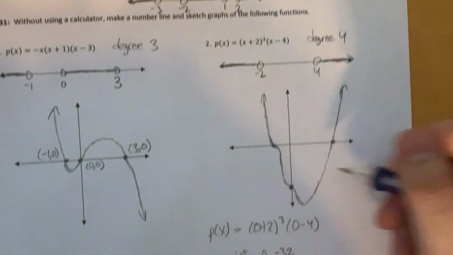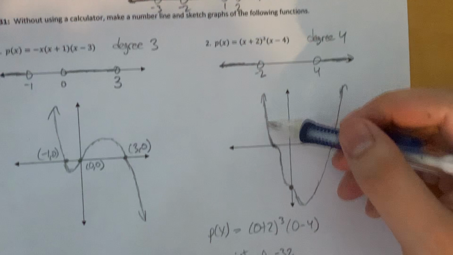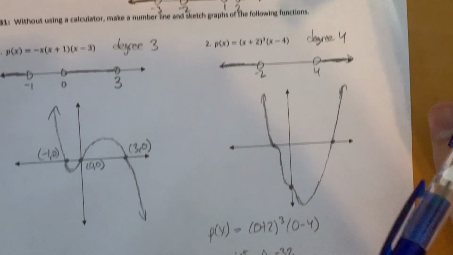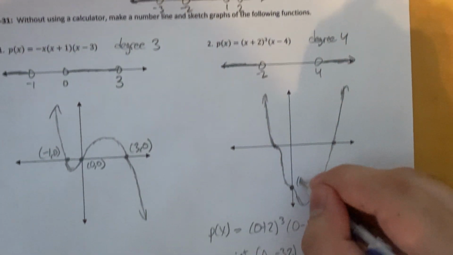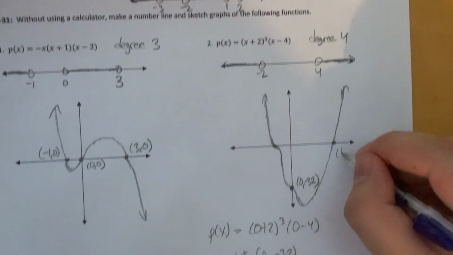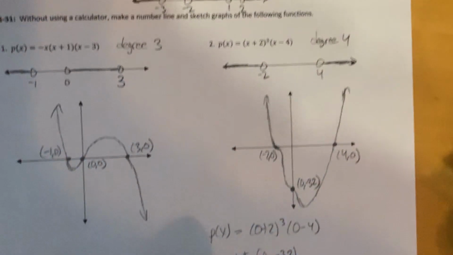I made it like this because it's to the 3rd power, and I do know that cubic functions look like that. Now let me label my points. I'm going to label that 4, 0, and negative 2, 0. There we go.